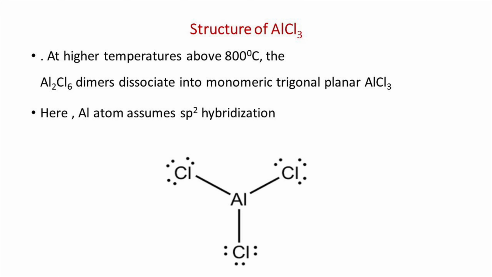But at a higher temperature above 800 degrees Celsius, the aluminium chloride dimer dissociates into monomeric trigonal planar aluminium trichloride. Here, aluminium atom assumes sp2 hybridization.